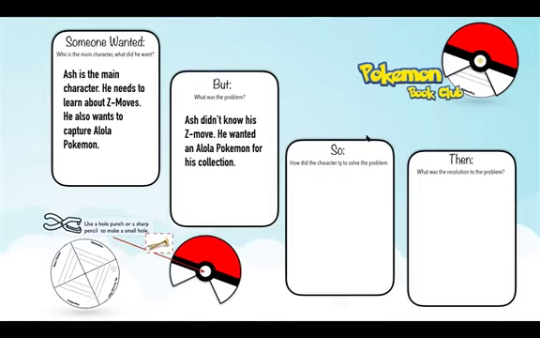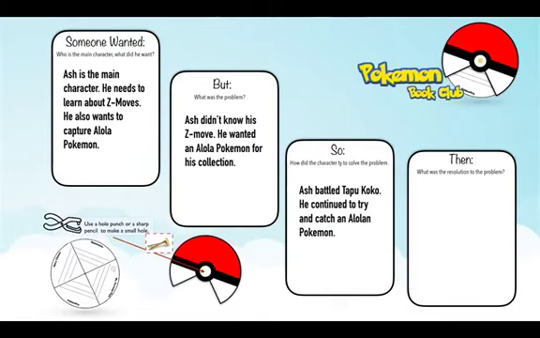All right, the next part of our spinner mapping. So how did Ash try to solve those 2 problems? The problem of not having a Z move and the problem of not having an Alola Pokemon. Think for a moment, talk it out with a partner, put your ideas on that section of the spinner. You can pause the video if you need to do that so you can get your writing done independently. That's no big deal. Go ahead and pause that video and pop it back on when you're ready.